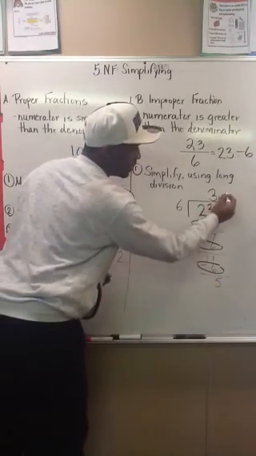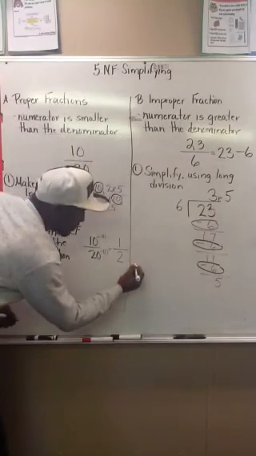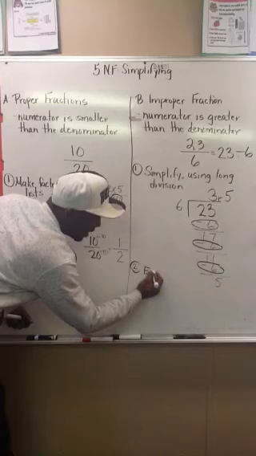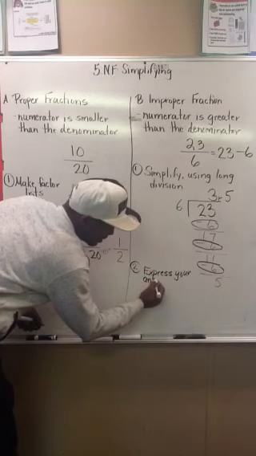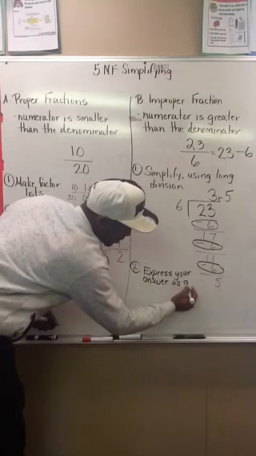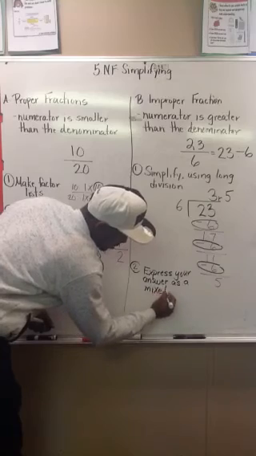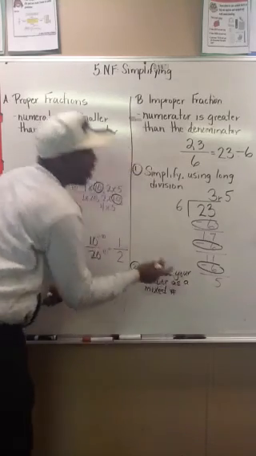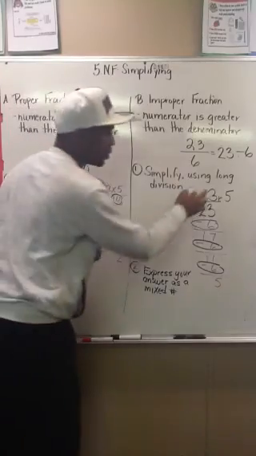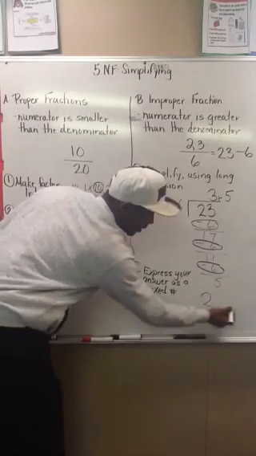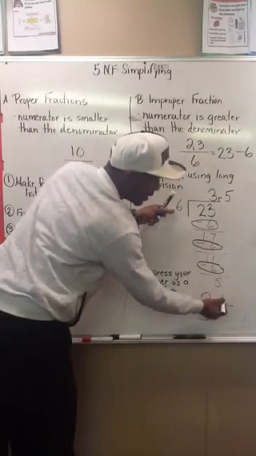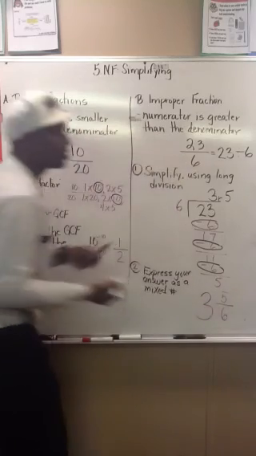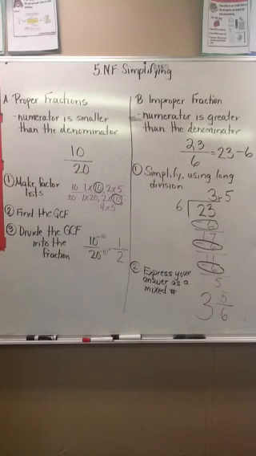I have 5 remaining. To make a mixed number, and you want to express your answer as a mixed number, okay? Your whole number of the mixed number comes from the quotient, the 3. Your fraction is built using your remainder and your divisor. Your remainder is your numerator. Your divisor is your denominator. And that is how you simplify both proper and improper fractions.